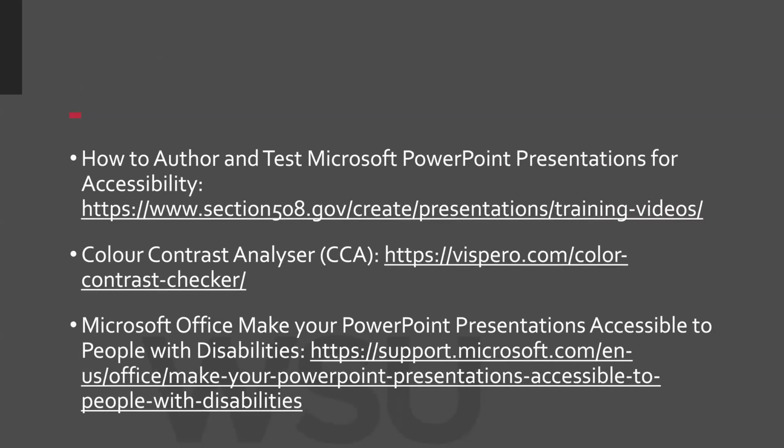But I've provided some additional resources that you can refer to on the web. The first one is how to author and test Microsoft PowerPoint presentations for accessibility. This is a really great tool. This is where I took a lot of my trainings. It's on the section508.gov website. The URL is section508.gov/create/presentations/training-videos.